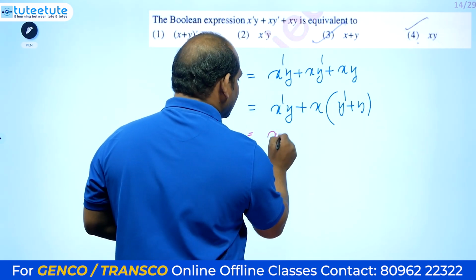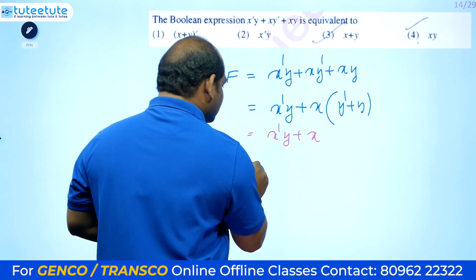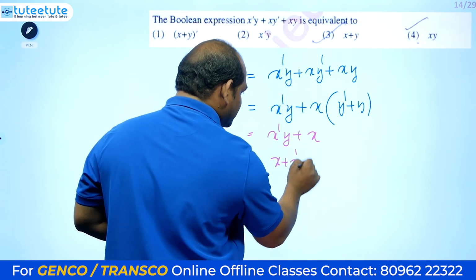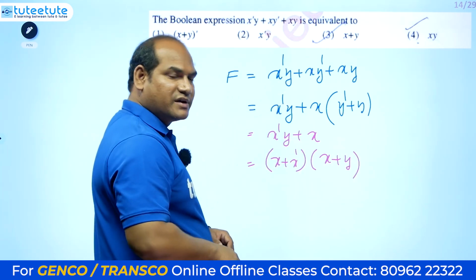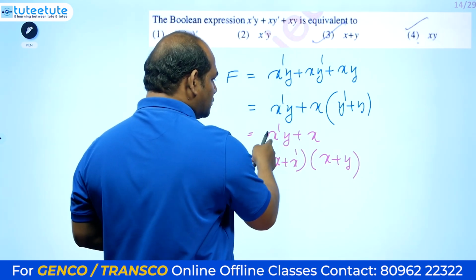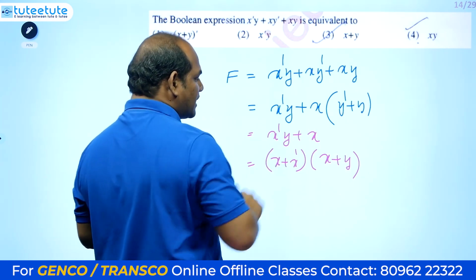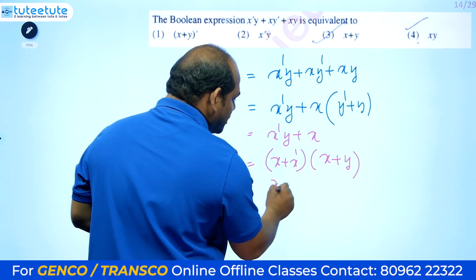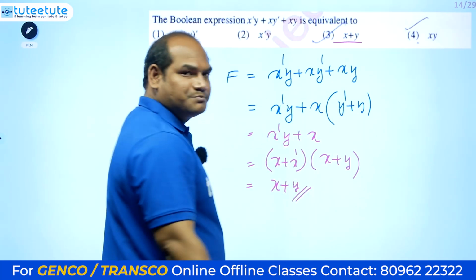So simply x dash y plus x into 1, which means x only, you will get. And this can be written as x plus x dash into x plus y. Distribution formula, like that we can write. So this x will be added to x dash, and x will be added to, that means OR operation with y also. Again x plus x dash, according to this, we can take it is also 1. So the answer will be x plus y. So this is the correct option. Okay.